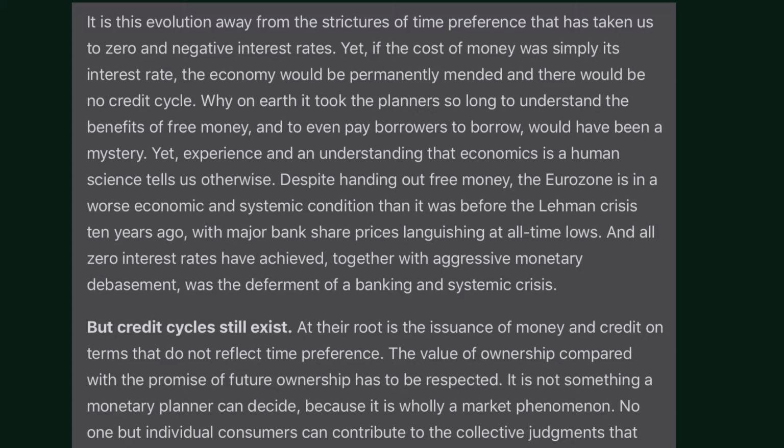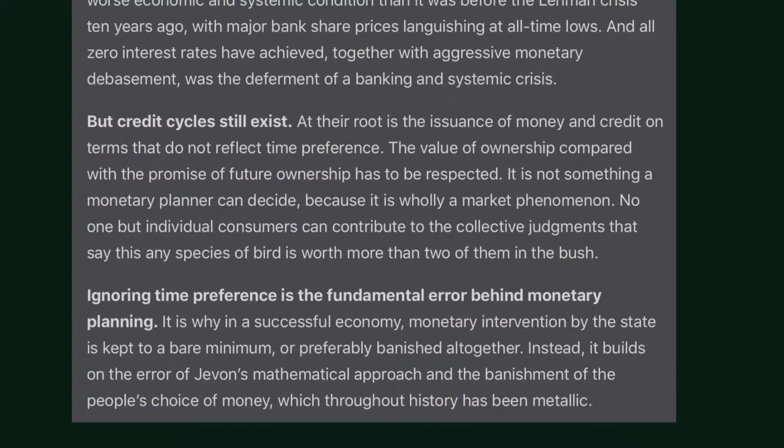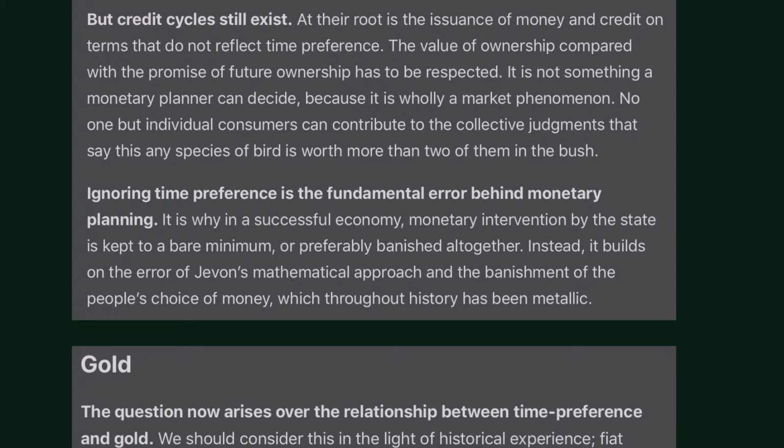Yet, experience and an understanding that economics is a human science tells us otherwise. Despite handing out free money, the Eurozone is in a worse economic and systemic condition than it was before the Lehman crisis 10 years ago, with major bank share prices languishing at all-time lows. All zero interest rates have achieved, together with aggressive monetary debasement, was the deferment of a banking and systemic crisis. But credit cycles still exist.